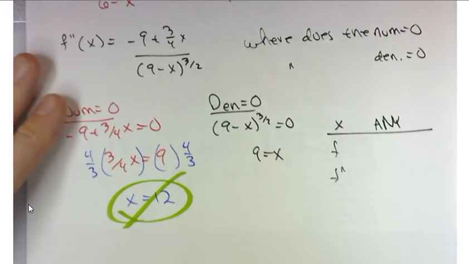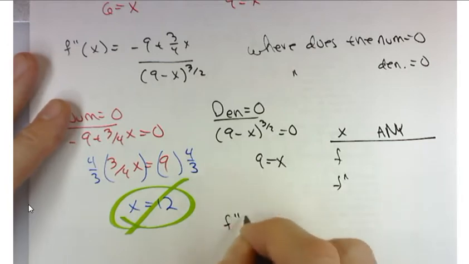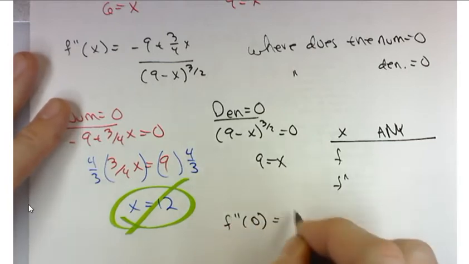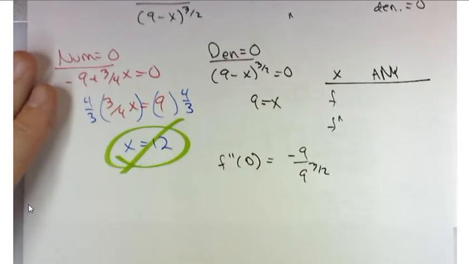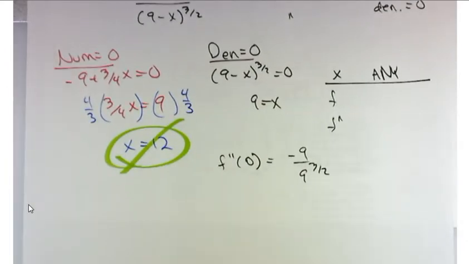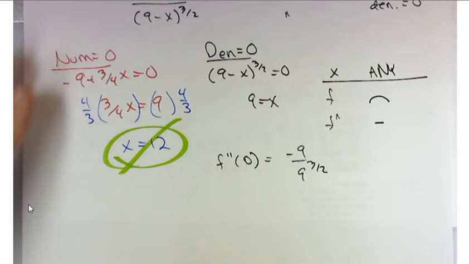So if I test a 0 in f double prime of 0, it's going to give me negative 9 divided by 9 to the 3/2. Do I need to calculate the value for 9 to the 3/2 in order to find out what this is telling me? It's negative. Perfect. That's all we needed. It's negative. And if it's negative, then you're going to have a concave down shape for the function. It should be concave down throughout its interval.